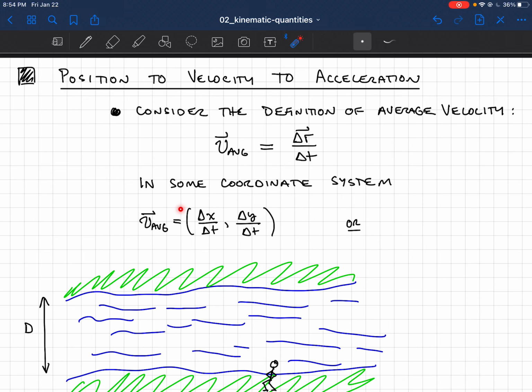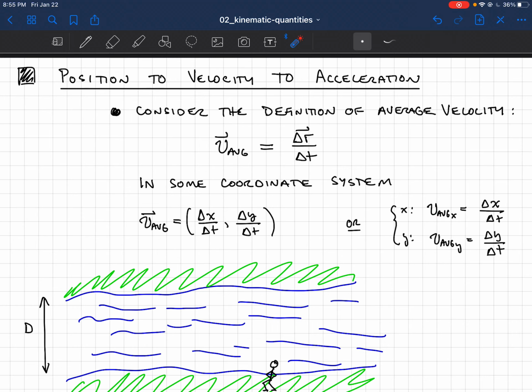And because that's a vector equation, what we mean by this is that the x's and the y's are completely separate. So I could just write it as an x equation and a y equation. V average x is equal to delta x over delta t, and V average y is delta y over delta t.